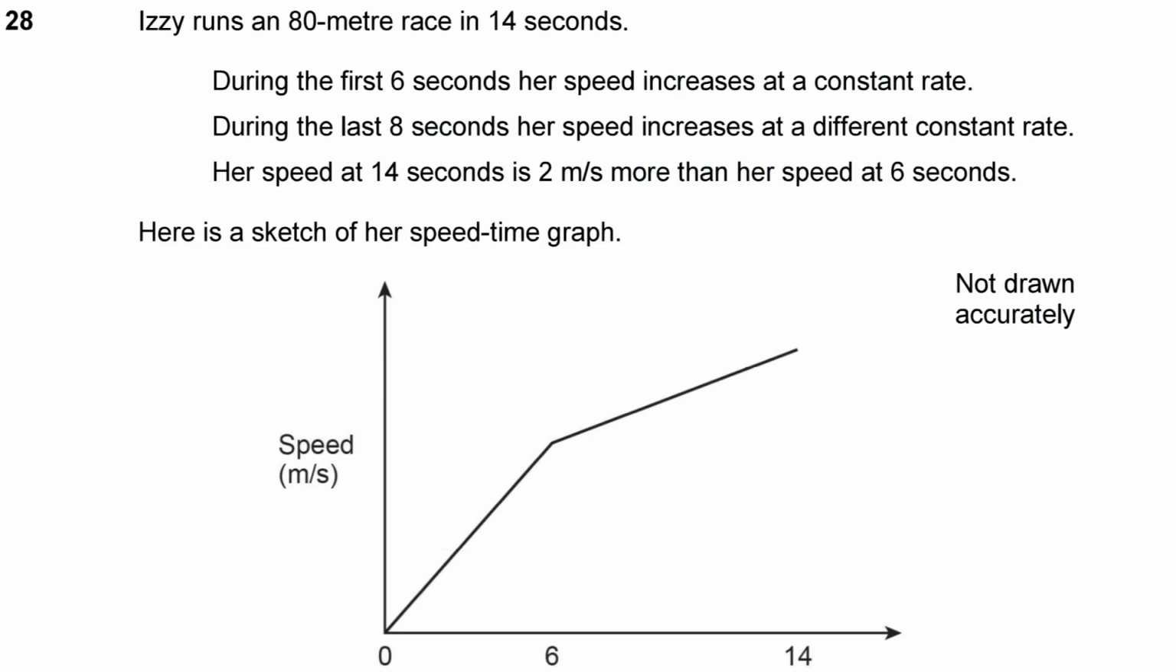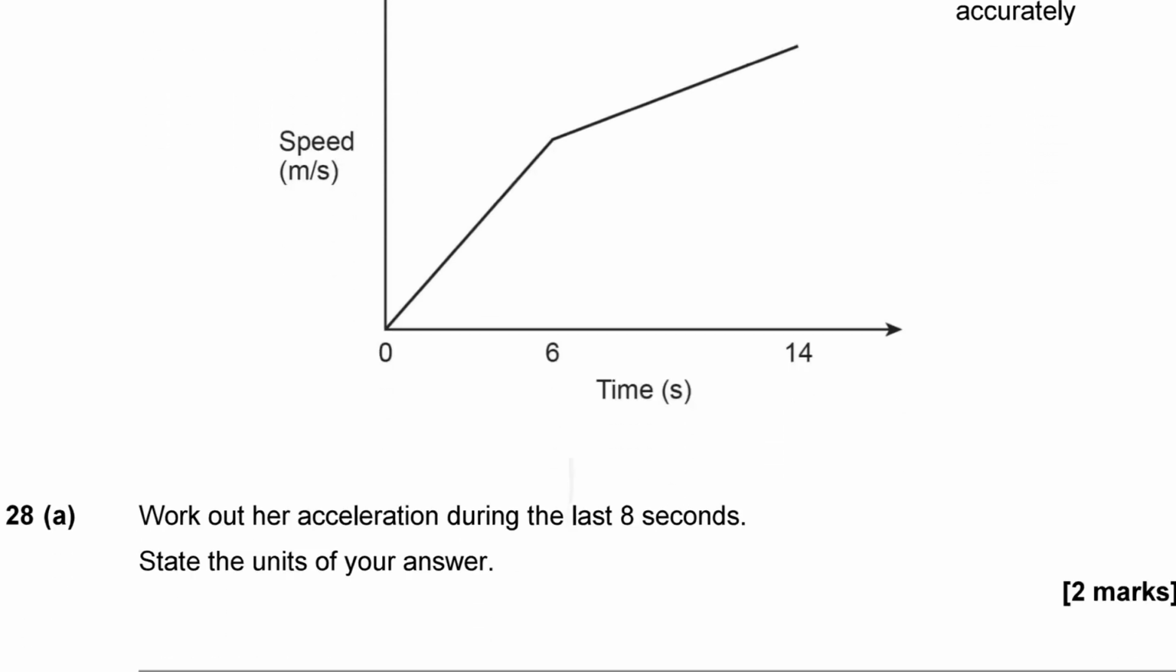Question 28. Izzy runs an 80-meter race in 14 seconds. During her first 6 seconds, her speed increases at a constant rate. During her last 8 seconds, her speed increases at a different constant rate. Her speed at 14 seconds is 2 meters per second more than her speed at 6 seconds. Here is a sketch of her speed-time graph.